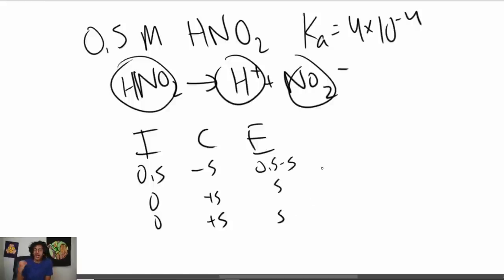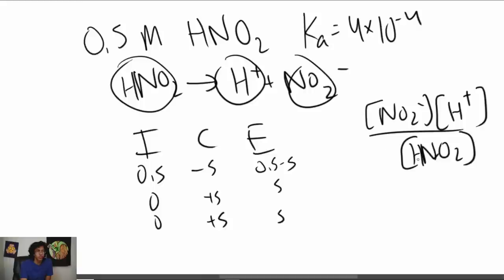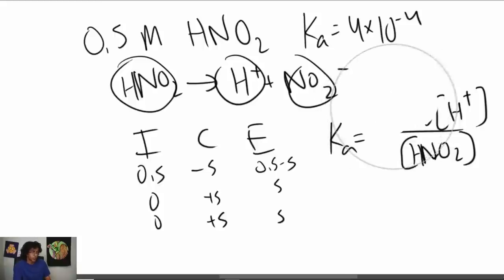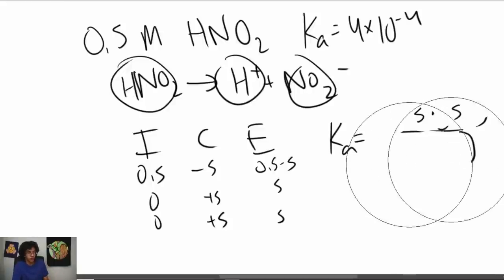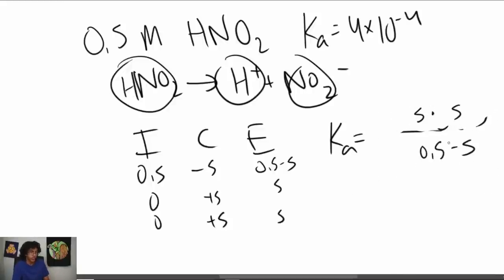At equilibrium, that quotient, NO2 minus times H plus over HNO2, has to equal our Ka. That's the definition of the equilibrium constant. So we could plug in our values. We have our initial, our change, and our equilibrium concentration. So at equilibrium, we want S times S over 0.5 minus S to equal 4 times 10 to the negative 4.